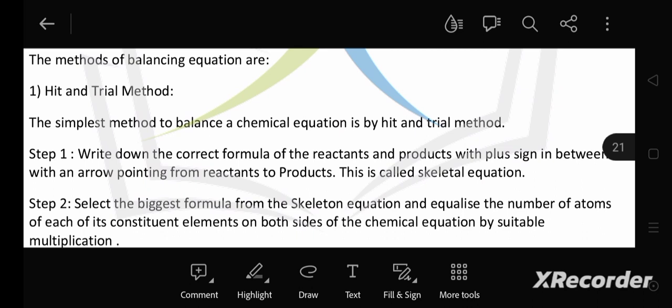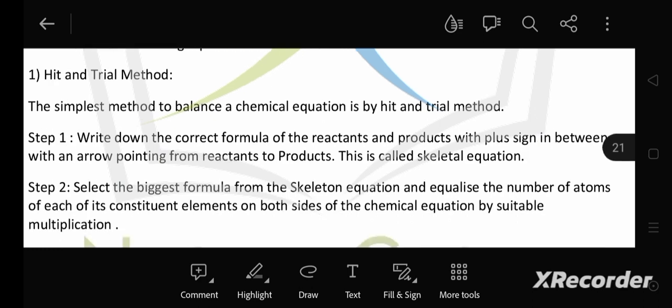So step 1: write down the correct formulas of the reactants and products with a plus sign in between, with an arrow pointing from the reactants to the products. This is called the skeletal equation. Now what is a skeletal equation? If you have an equation but the number of atoms on both sides is not equal, that equation is called a skeletal equation.